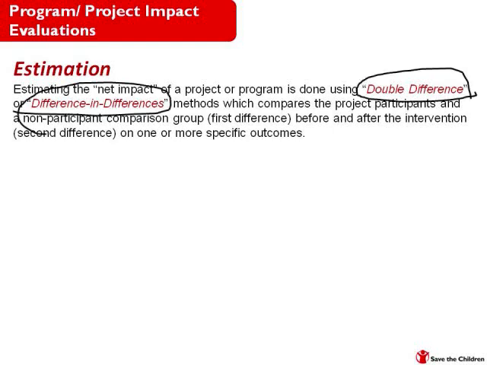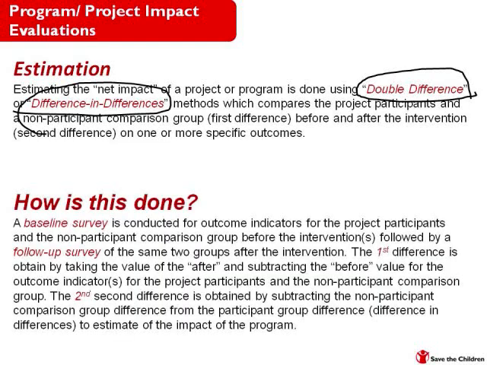To estimate the net impact of a project or program is done using the double difference. It's also known as the difference in differences method. This method requires that there was measurement at the beginning of a project and at the end of a project, and that the measurement occurred not only among our participants, but these measurements also occurred in that control or comparative group. So what exactly does double difference or difference in differences mean, and how is it done?